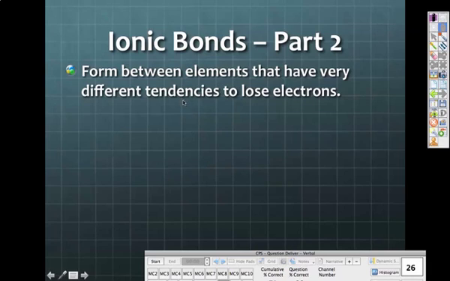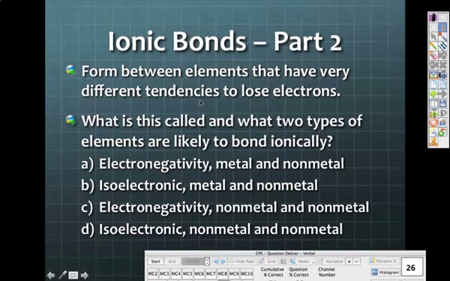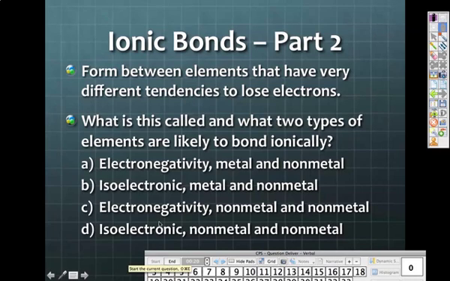Good, we're thinking ahead. So, an ionic bond is going to form between elements that have very different tendencies to lose electrons. So here's another question for you. What is it called, and what two types of elements are likely to bond ionically? So when we're talking about different tendencies, is that electronegativity or isoelectronic, and is it metals and nonmetals, or nonmetals and nonmetals?